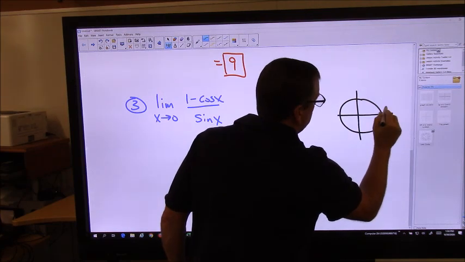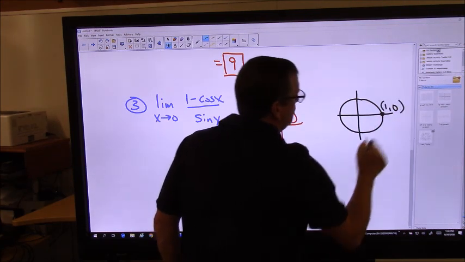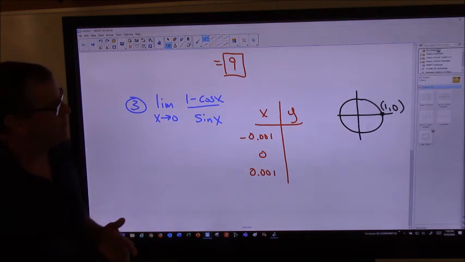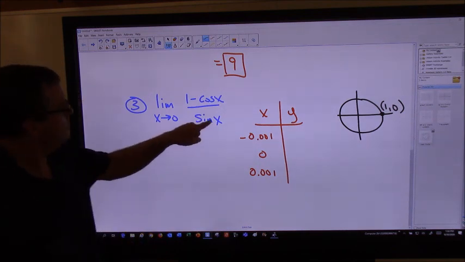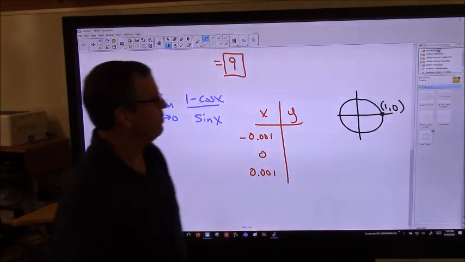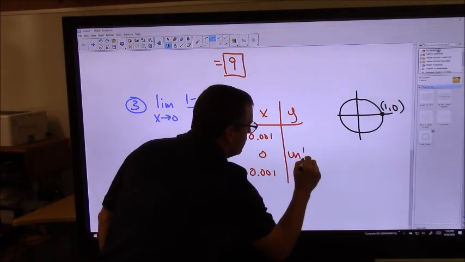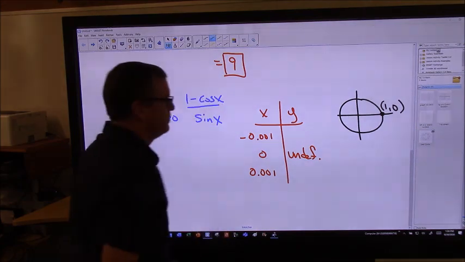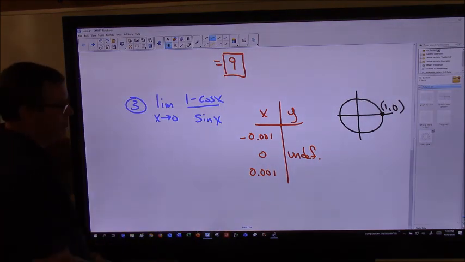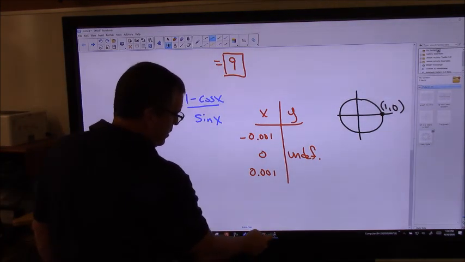This is the point (1, 0). Cosine goes with the x coordinate, sine goes with the y coordinate. So the sine of 0 is 0. That means I got 0 in the denominator, and that's undefined. So I'm just going to take my calculator and plug these two things in.